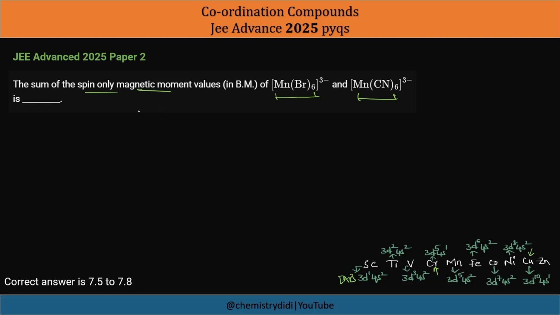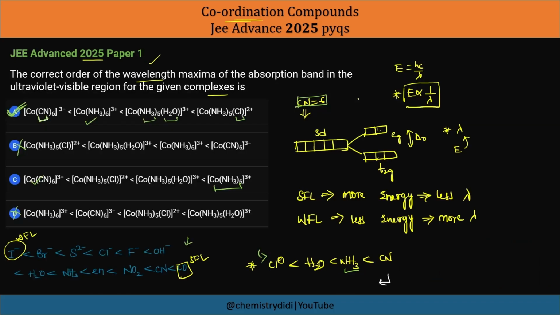Here they were asking about magnetic moment. What is magnetic moment? This is the formula, square root of n into n plus 2, and the units are Bohr magnetons. Here, what is n? n is the number of unpaired electrons. If they ask about the number of unpaired electrons, if you want to find out how many unpaired electrons are there in that particular complex, just use the crystal field theory that I have discussed over here.